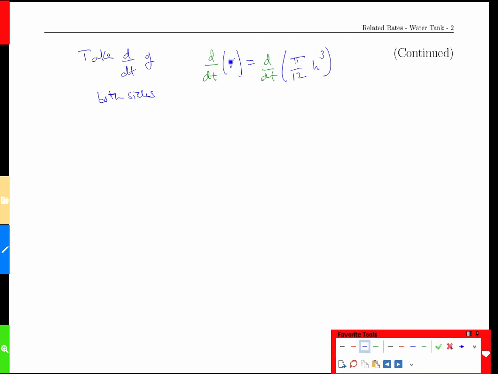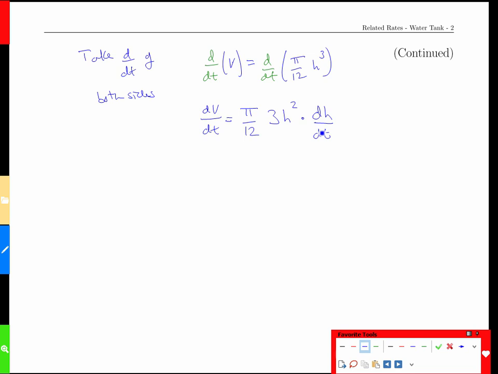Left-hand side is fairly straightforward. We notice that V is a function of time, so when we differentiate it, we just get dV/dt. The constant on the right, the pi over 12, stays out front, that's fine. And then the derivative of anything cubed is always 3 times the same thing squared. And then we take the derivative of the inside. Now the inside is h, the derivative is with time. Those are two different things. So we get a dh/dt out of that.